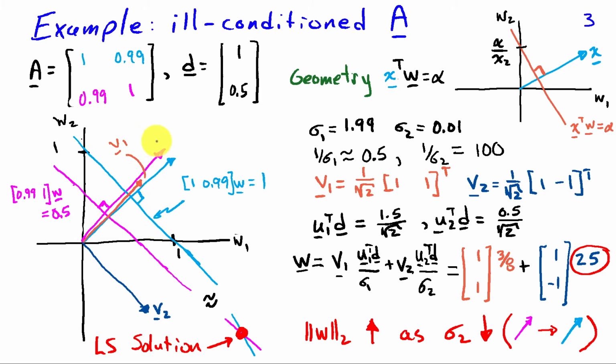Similarly, if this pink vector becomes more similar to the blue vector, in other words, if they become nearly coincident, then the lines associated with the first and second equations represented by AW equals D are going to be nearly parallel, and the least squares solution is going to have a very, very large norm. As we saw in the previous slide, large norms are problematic because they lead to tremendous amplification of any noise or non-ideal effects associated with the features.